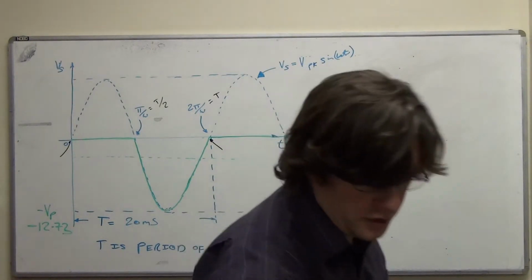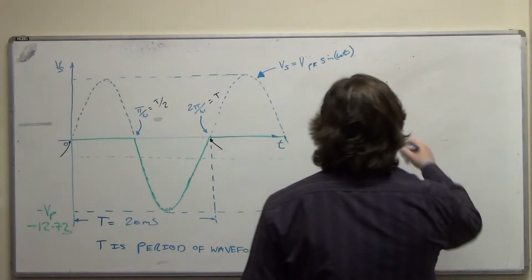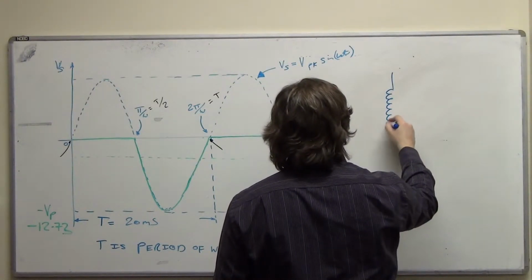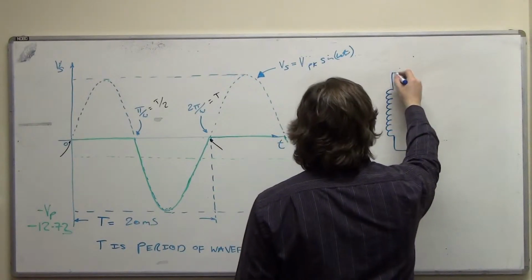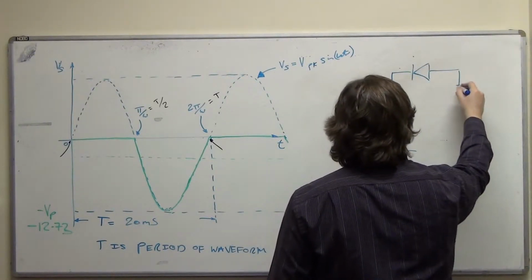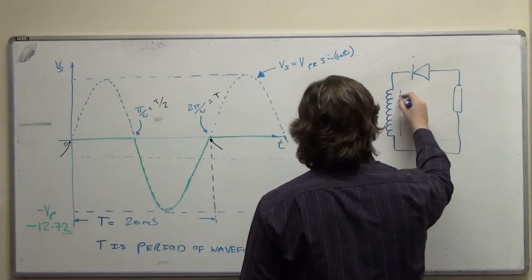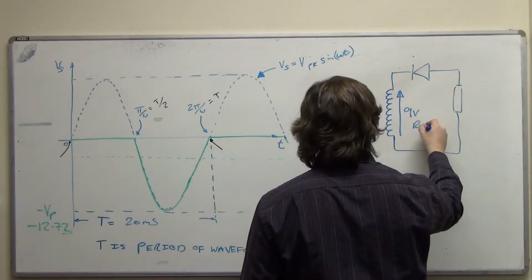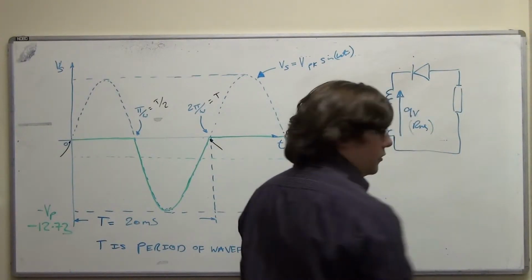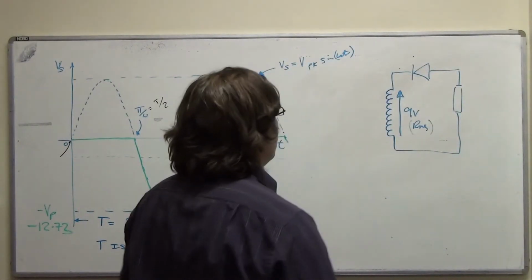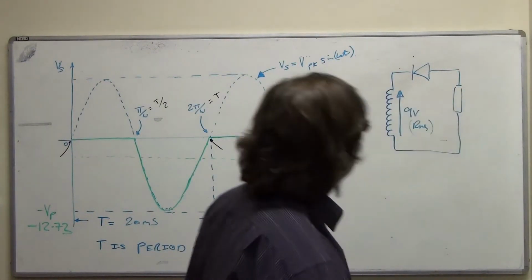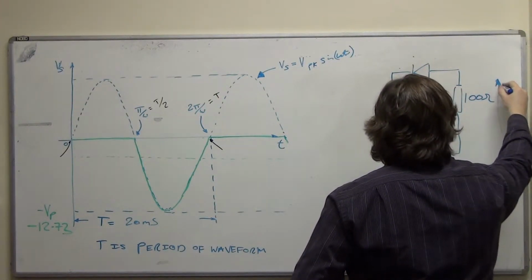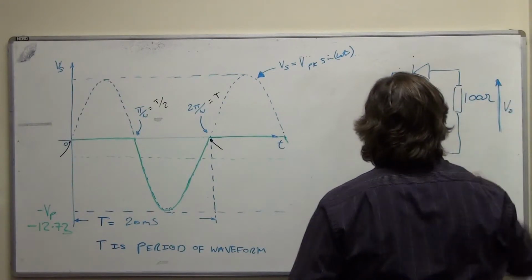And we had a circuit which is now gone, but it was a transformer secondary with a diode and a resistor, and this was 9 volts RMS. And this was 100 ohms, and that was V out.